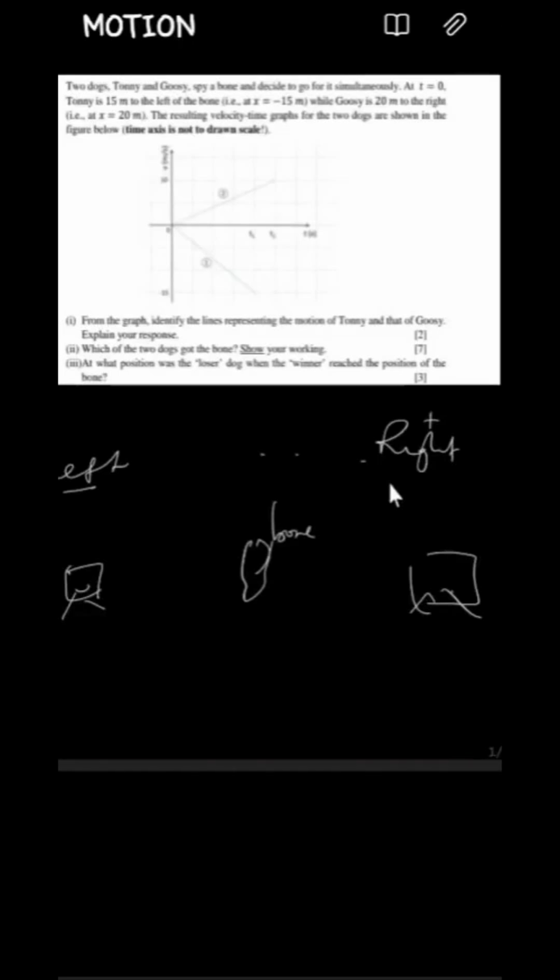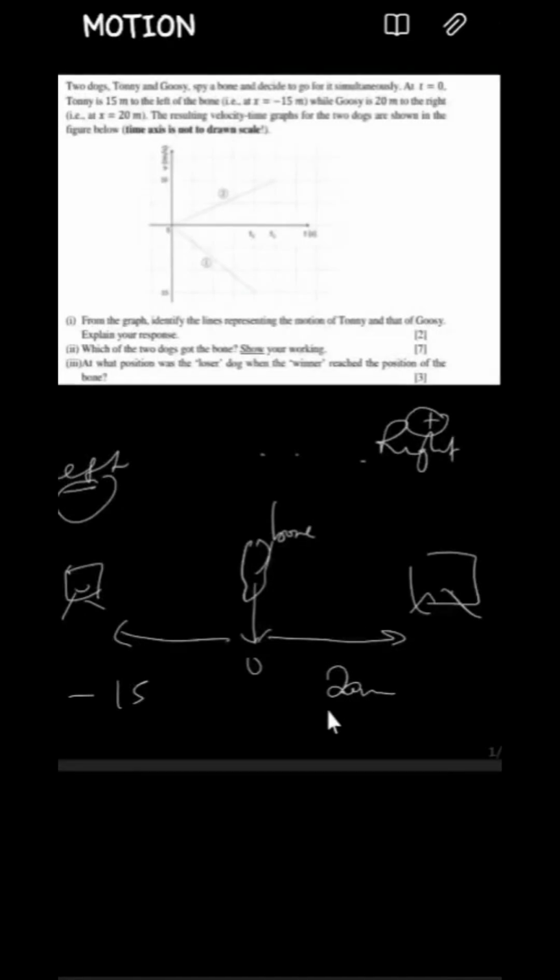They have specified to say Tonny is 15 meters to the left, where x is equal to negative 15, which means your left is the part holding the negative sign, and the other dog, 20 meters to the right, where x is positive 20, is on your right. So on your right you have 20 meters and on your left you have 15 meters, which is negative 15. Then you have 0, that is where you have your bone, right? Simultaneously at time equals 0, both dogs start to head in that direction to the bone, right?